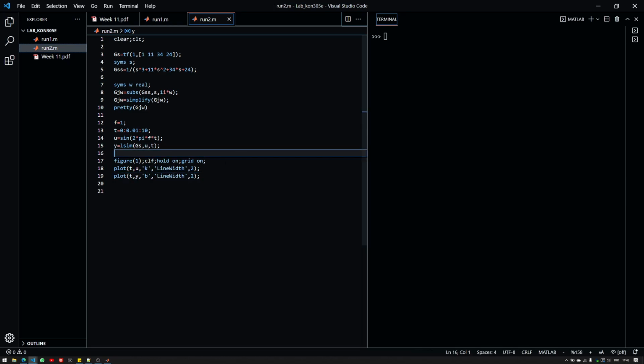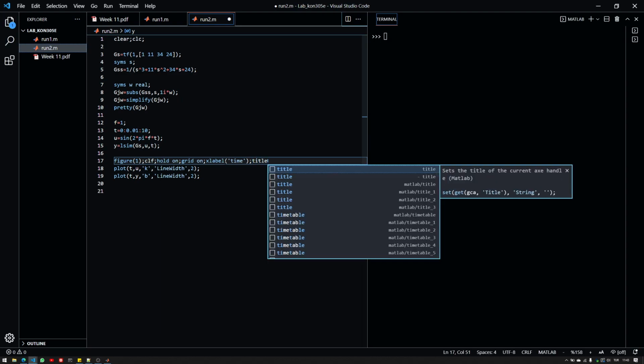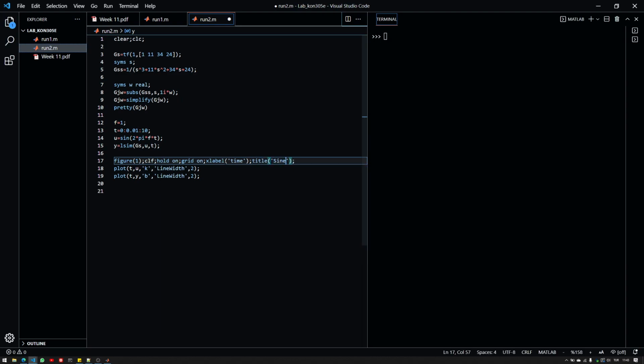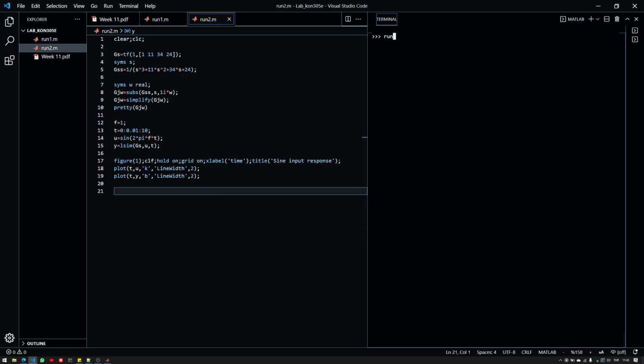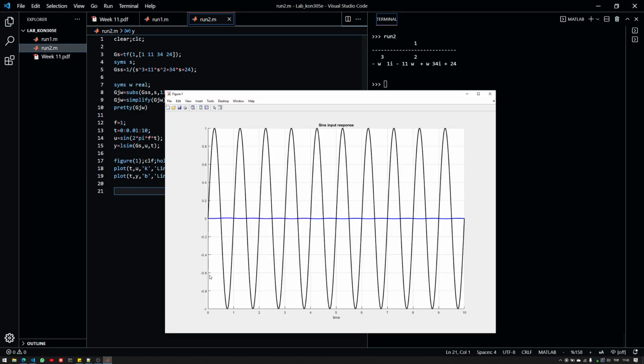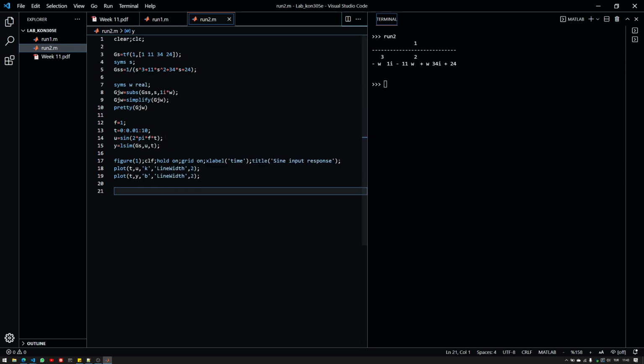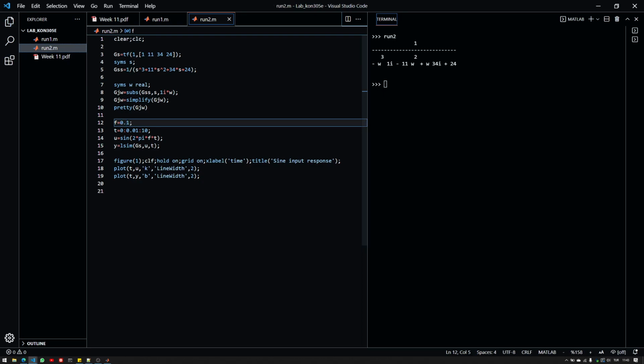So let's say this is blue, x label is the time, and title should be, yeah, sine input response, I guess. Yeah, let's run this. And there we go. Now, we might decrease the frequency a little bit. Maybe it's too much, let's see.